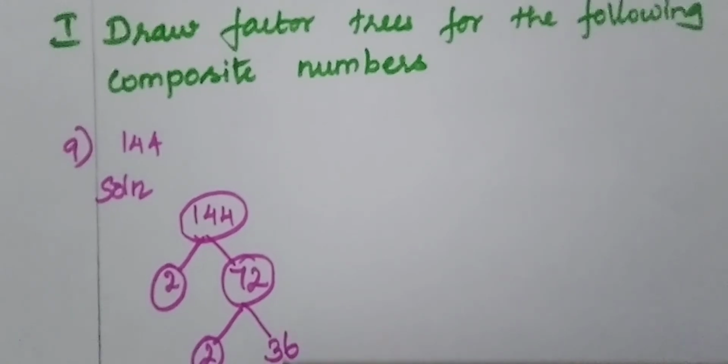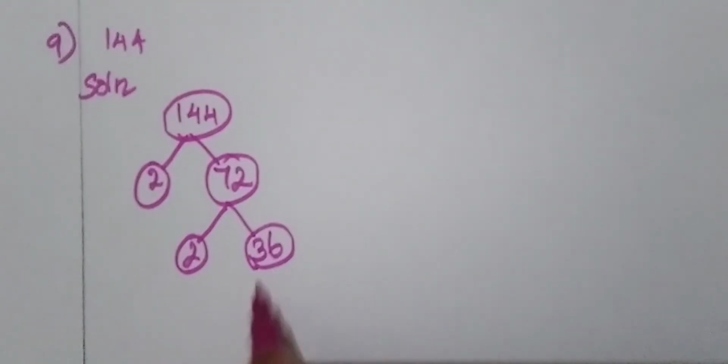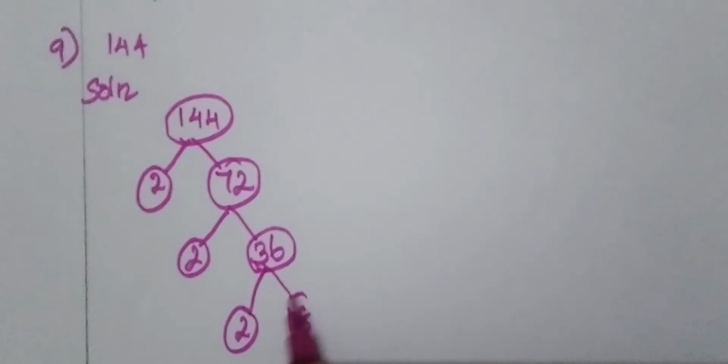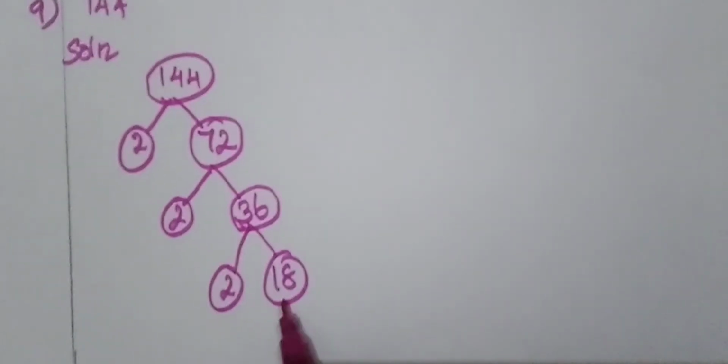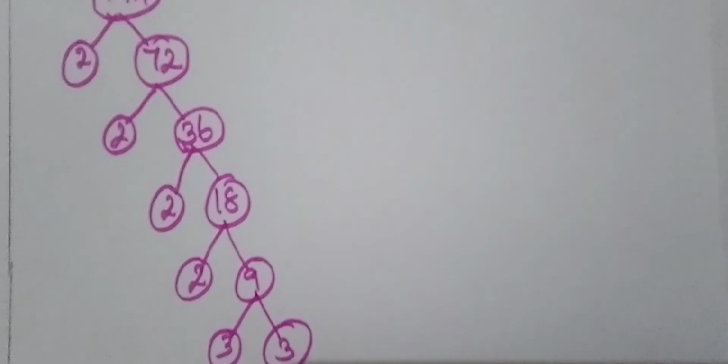2 into 36 is equal to 72. So again do it with 2 tables. 2 18s are 36. 2 9s are 18. 3 3s are 9. Now you have reached the prime factors.